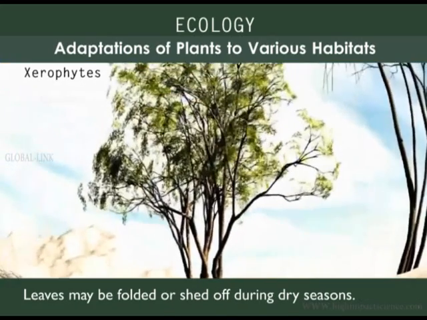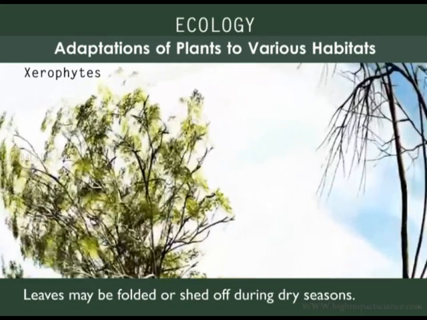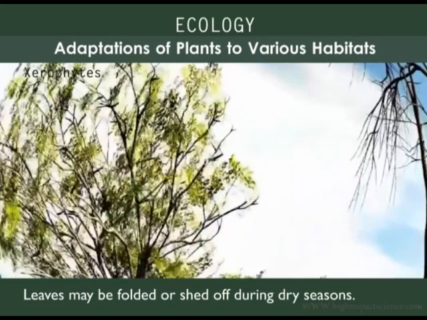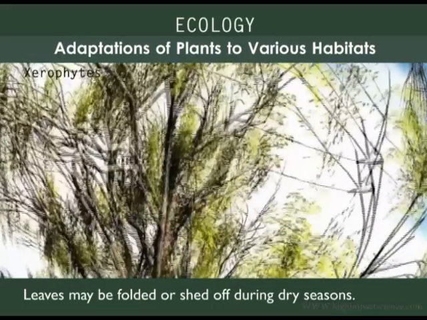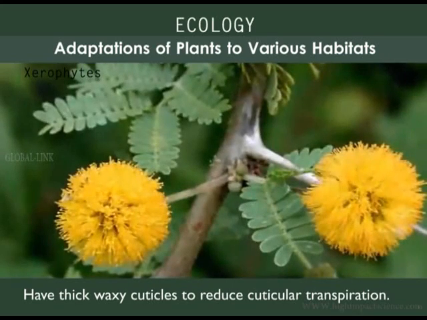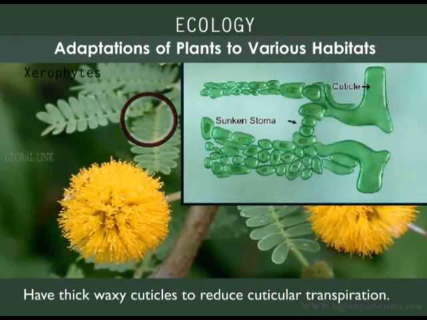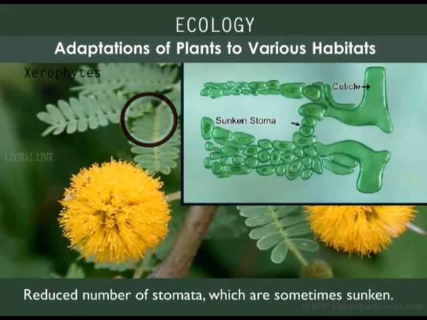The leaves may be folded to avoid exposing stomata to environmental factors, and in some cases, the leaves may be shed off during drought to reduce surface exposed to transpiration. They have a thick, waxy cuticle to minimize the rate of cuticular transpiration. Most of them have a reduced number of stomata, and even when present, some of the stomata are sunken, which accumulates moisture in the substomatal air spaces, leading to a low diffusion gradient and thus reducing transpiration rate.